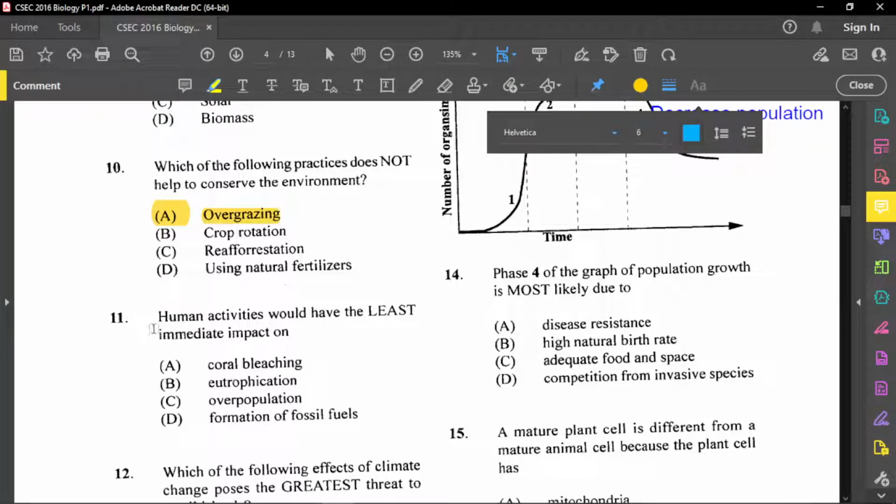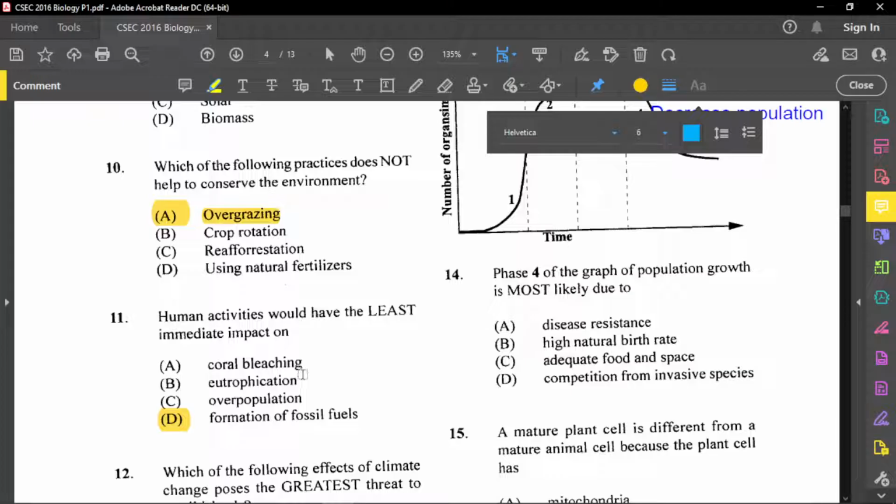Now, number 11, it said human activities would have the least immediate impact on what? And it's coral bleaching, eutrophication, overpopulation, formation of fossil fuel. Yeah, formation of fossil fuel. That doesn't take a very long time to form fossil. So immediate impact, we will not see it in forming fossil fuels at all.